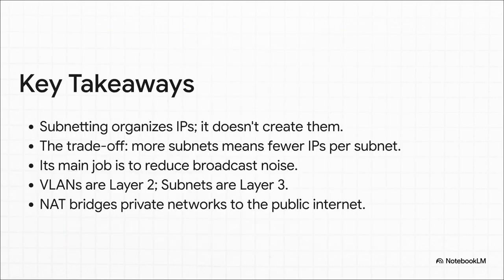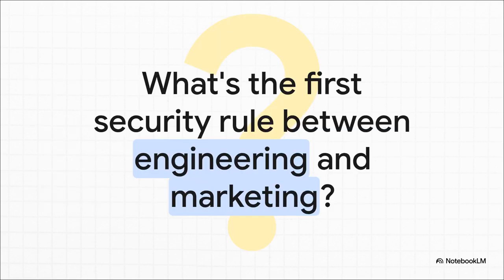All right, let's do a quick recap of the most important things to remember. Number 1, subnetting is all about organization, not creating new IPs. 2, it's always a trade-off. The more subnets you make, the fewer devices you can have in each one. 3, a huge reason we do this is to cut down on that broadcast noise and make things faster. 4, VLANs are layer 2, subnets are layer 3. They're best buds. And finally, we use private IPs internally, and NAT is the magic that lets them talk to the outside world. And that really brings us to the whole point of all this, the real power.